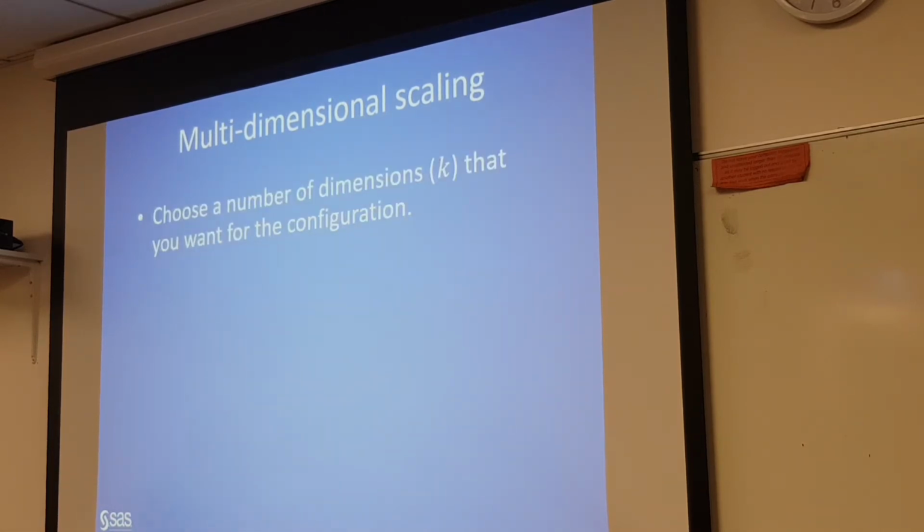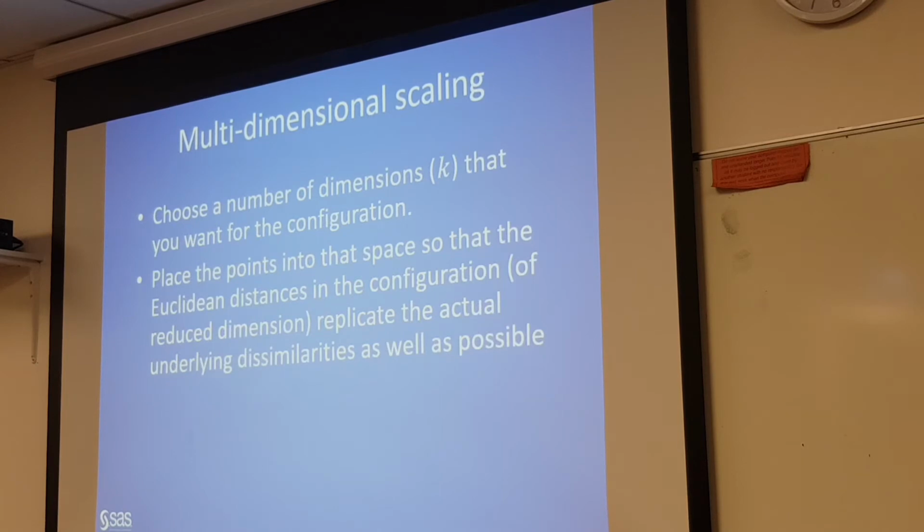Okay, so choose the number of dimensions that you want for the configuration. That's going to probably be 2, isn't it? Because you want to produce this on a piece of paper that you can print out and give to your boss, or print out and put on the web. Sometimes it'll be 3, but then you have to have the rotational aspect of things, right?